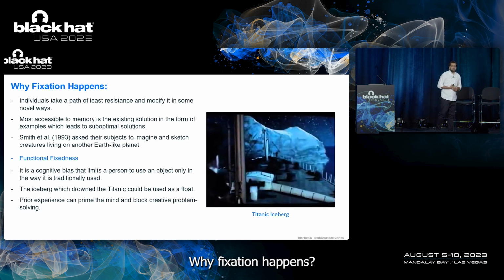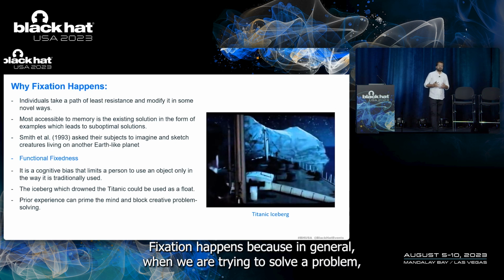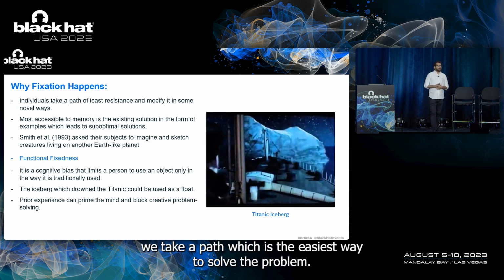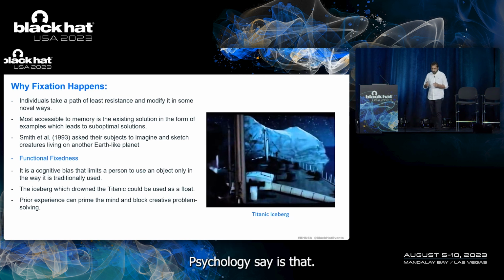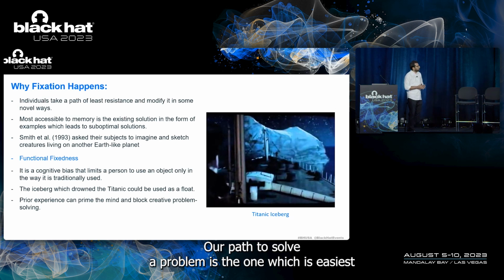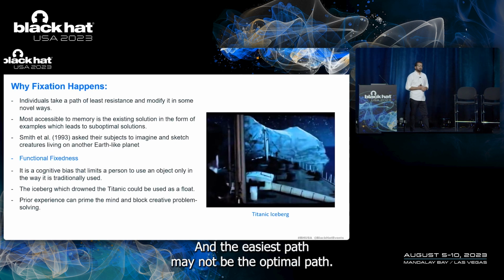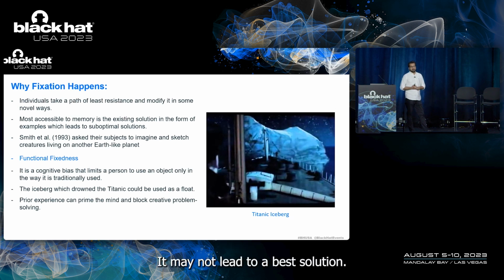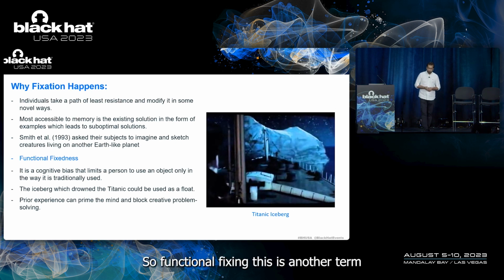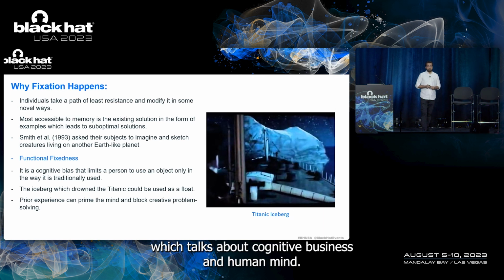Why does fixation happen? Fixation happens because, in general, when we are trying to solve a problem, we take a path which is the easiest to solve the problem. Psychology says that our path to solve a problem is the one which is easiest to approach based on our experience, and the easiest path may not be the optimal path. It may not lead to the best solution. So, functional fixedness is another term which talks about cognitive bias in the human mind.